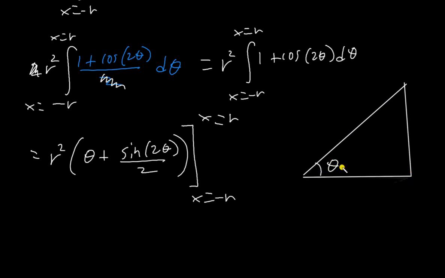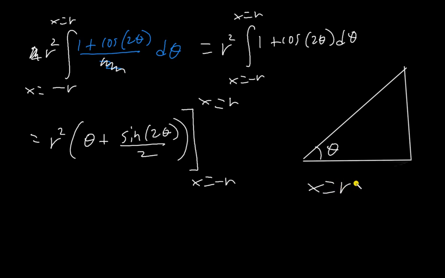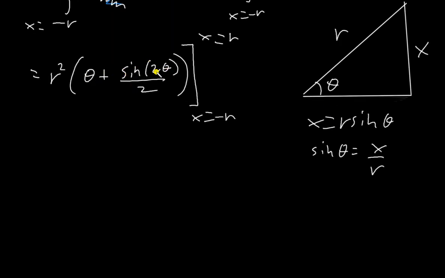So this is our angle theta. We know from up here that x is equal to r sine theta. So if x is equal to r sine theta, then sine theta equals x over r, because sine is opposite over hypotenuse. I want to express everything here in terms of x. So if x is equal to r sine theta, then looking at this triangle we drew, theta is equal to the inverse sine of x over r, or the arc sine.